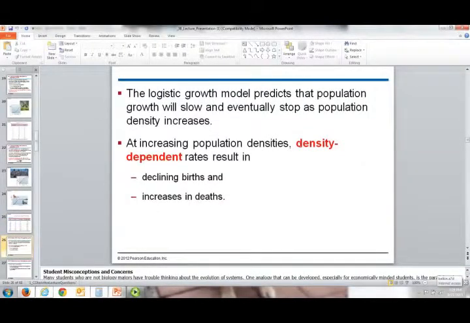So logistic growth models predict that population growth will slow and eventually stop as the population density increases. And that's a lot more realistic than thinking that you're going to have unlimited growth for an unlimited amount of time. So at increasing population density, density-dependent rates are going to result in declining births and increasing deaths. You're going to have fewer of the species born, and you're going to have more of them dying as you start to have the population become too dense.